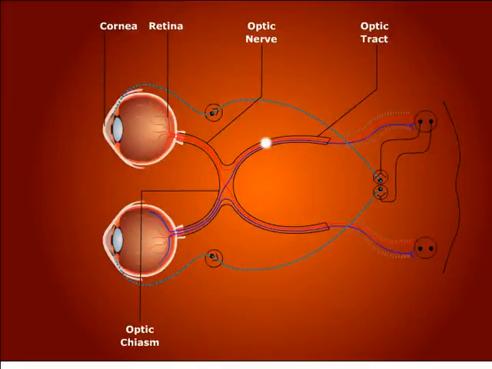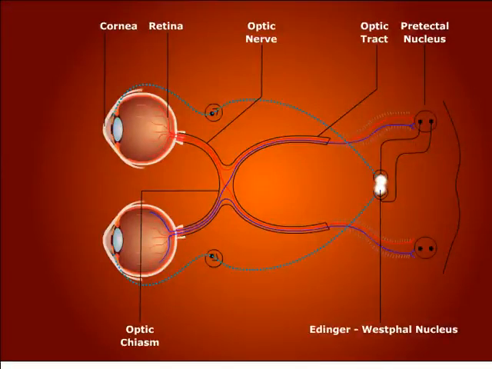Just before reaching the lateral geniculate nucleus, afferent fibers leave to enter the midbrain, where they synapse in the pretectal nucleus. After the synapse in the pretectal area, these fibers are sent to both the left and right Edinger-Westphal nuclei. These are the parasympathetic nuclei of the oculomotor nerve, which is the efferent limb of the pupillary reflex.